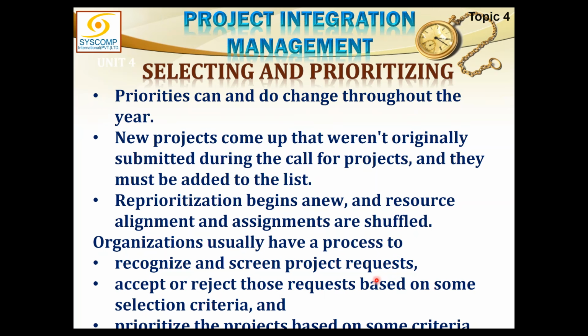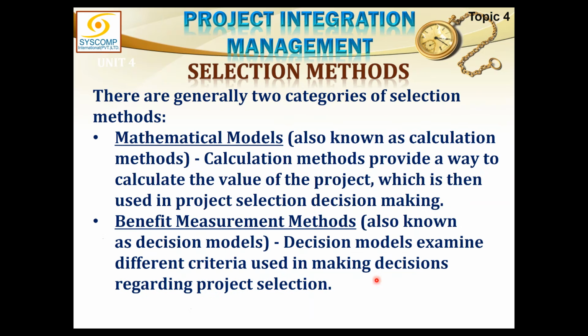Organizations usually have a process to recognize and screen project requests. When the project requests are received from the business sector, then these requests are properly screened, which are more suited, accepted or rejected, and then prioritized. For doing all this, there could be two major methods. One is a mathematical model, and the other is a benefit measurement model. The mathematical model is based on calculations, and this calculation method provides a way to calculate the value of the project which is then used in project selection decision making.